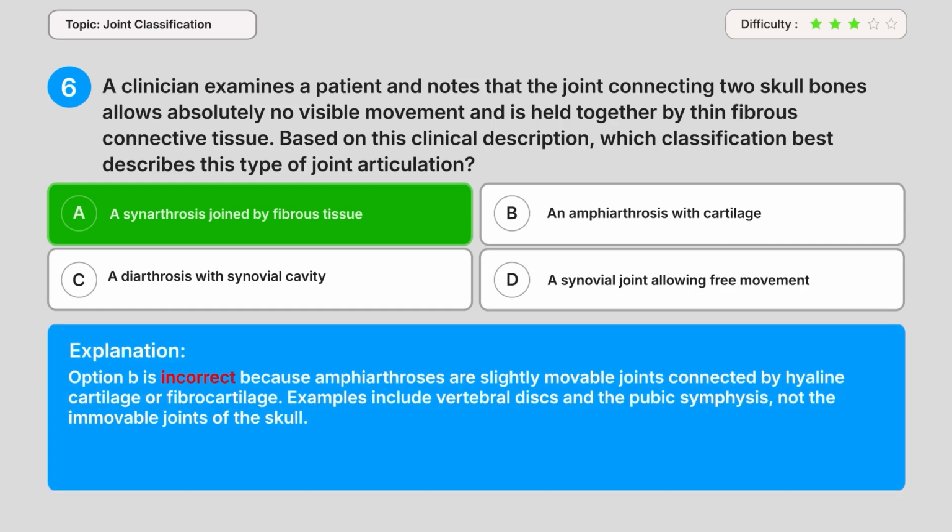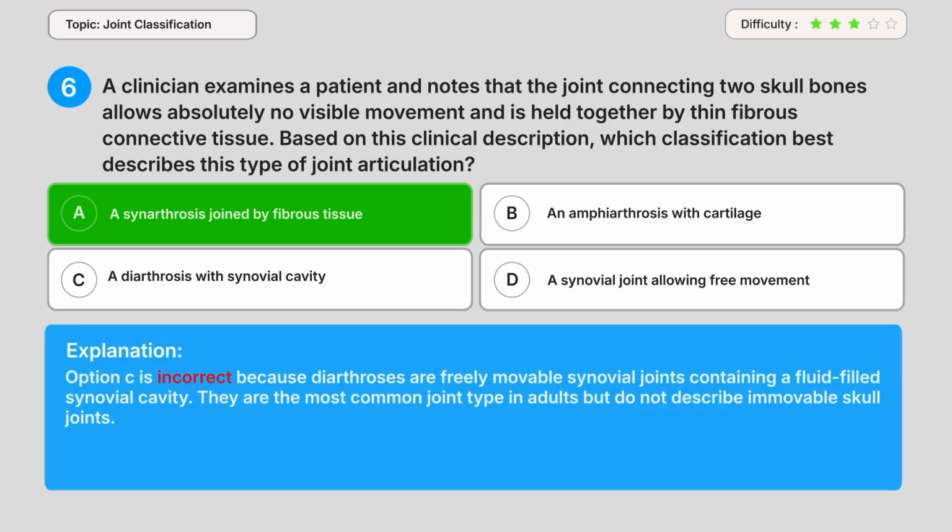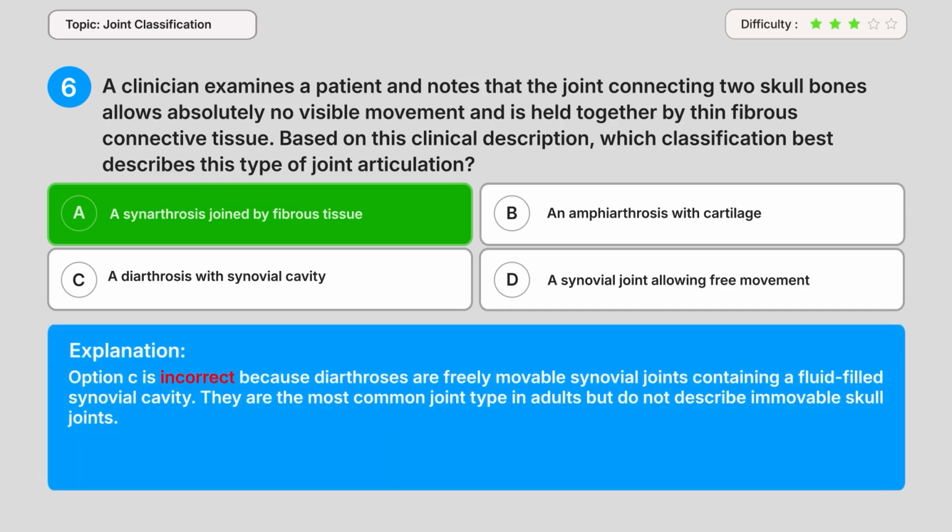Option B is incorrect because amphiarthroses are slightly movable joints connected by hyaline cartilage or fibrocartilage. These joints allow limited movement, unlike the immovable joints described. Option C is incorrect because diarthroses are freely movable synovial joints containing a fluid-filled synovial cavity. These joints provide a wide range of motion, not the lack of movement seen in the described joint.